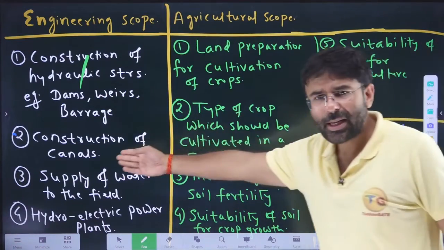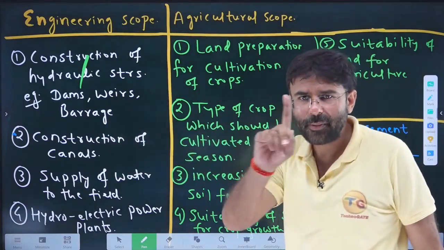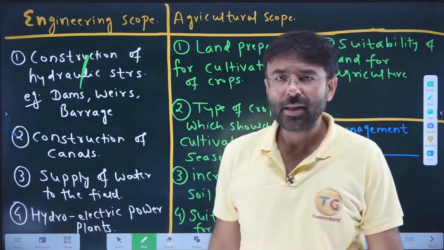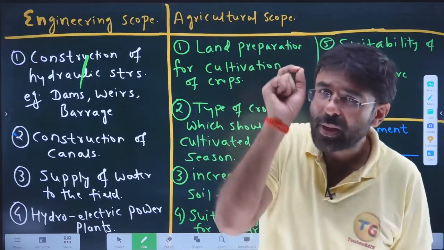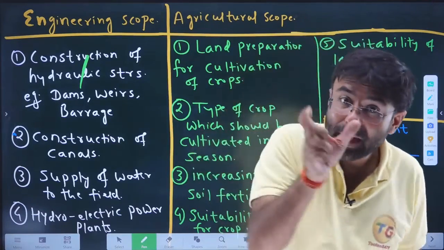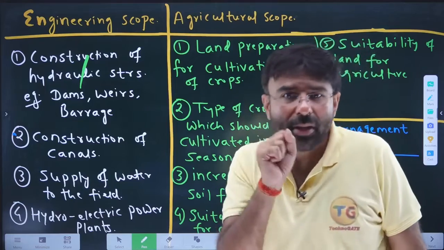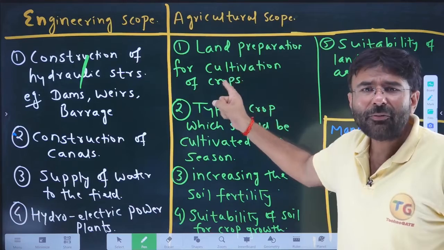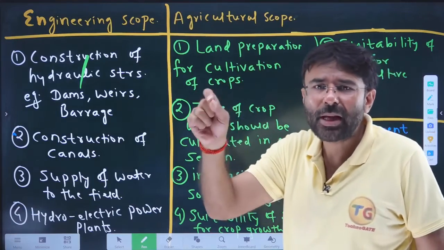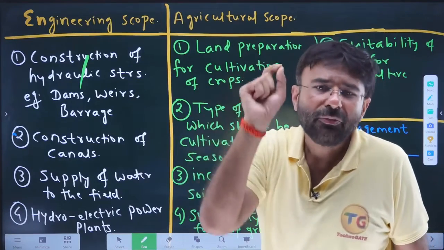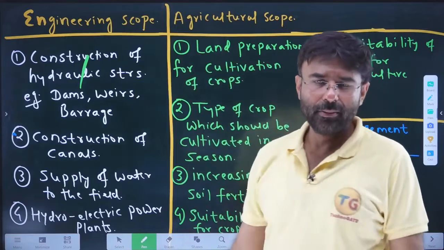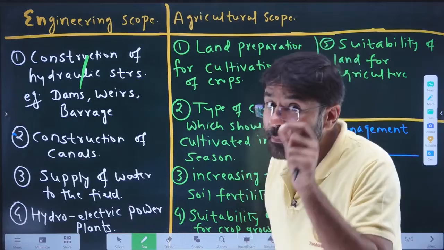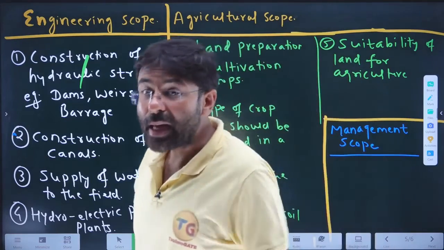If I have to construct a canal, definitely the canal will be constructed by a civil engineer. But during the construction, I'll have to manage things. I'll have to manage the labor. I'll have to manage the material. I'll have to manage the time in which I have to construct that canal. Similarly, if a farmer is preparing a land for cultivation, for example, he has to start the farming from the month of October. So definitely he'll have to prepare the land before the starting of the month. That is the management.